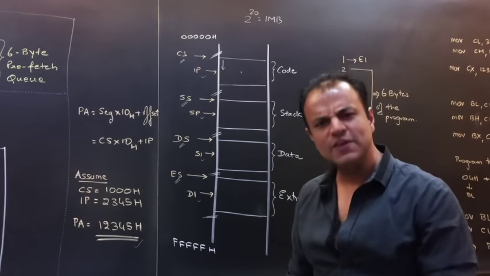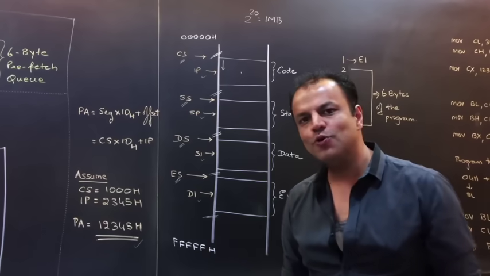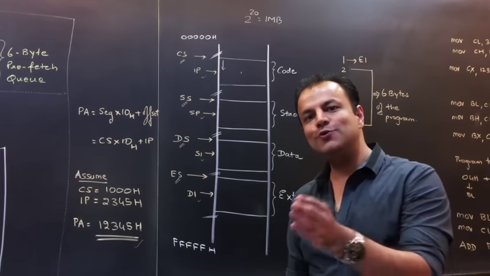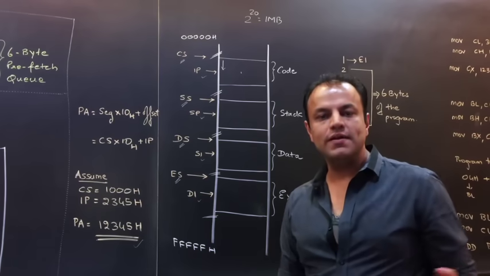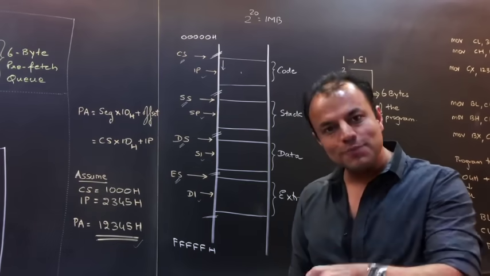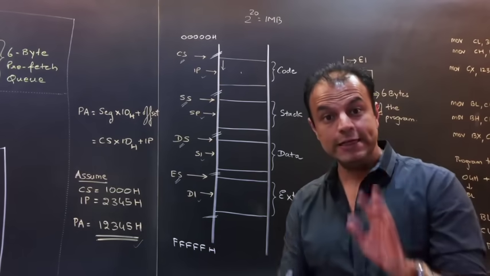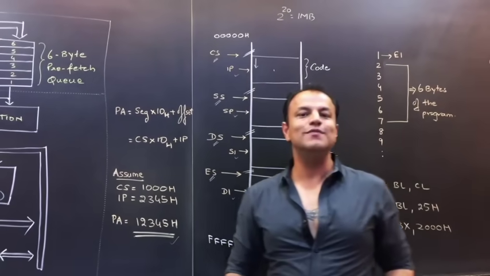Let's do some examples. Suppose segment address is 2000, offset address is 4000. What is the physical address? 2000 into 10, 20,000 plus 4000 makes it 24,000. Segment address is 5000, offset address is 5000. Physical address should be 5000 into 10, 50,000 plus 5000 makes it 55,000. Tell me, did you all understand this? So, this is how the processor calculates the physical address.